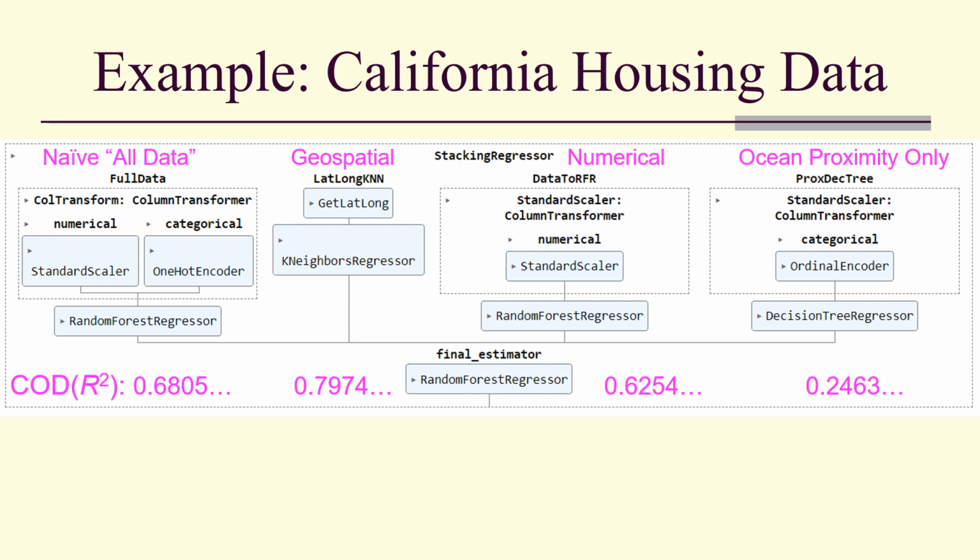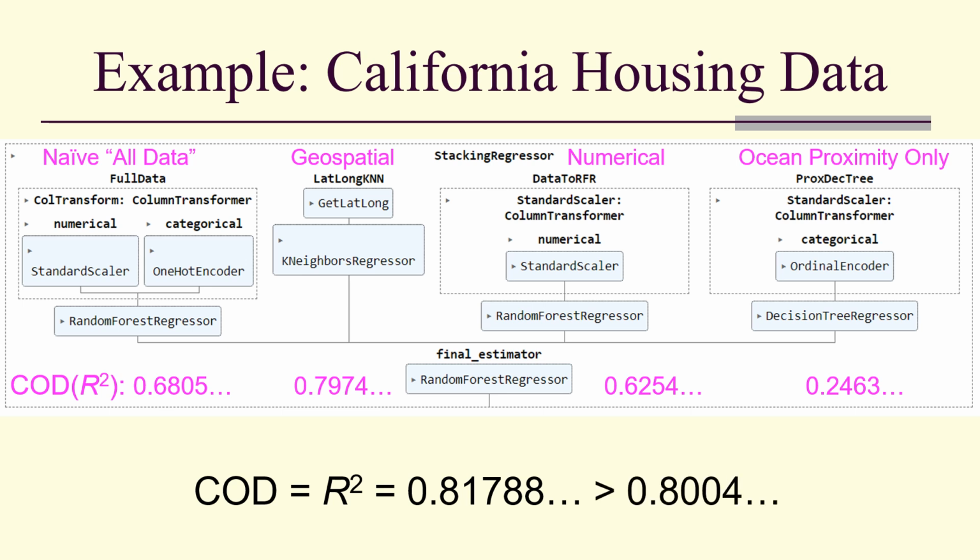And for the entire stack of 4 pipelines with a final estimator of a random forest regressor, here is our coefficient of determination. It's better than we got with 2 pipelines stacked. These scores will keep improving as we stack more and more, although they may incrementally approach an upper limit that's well below 1.